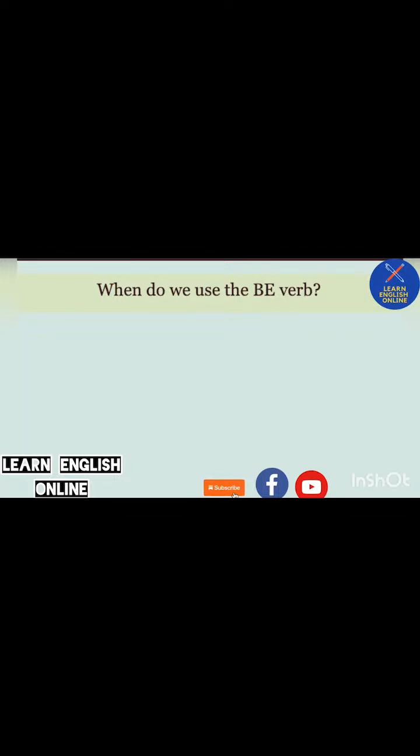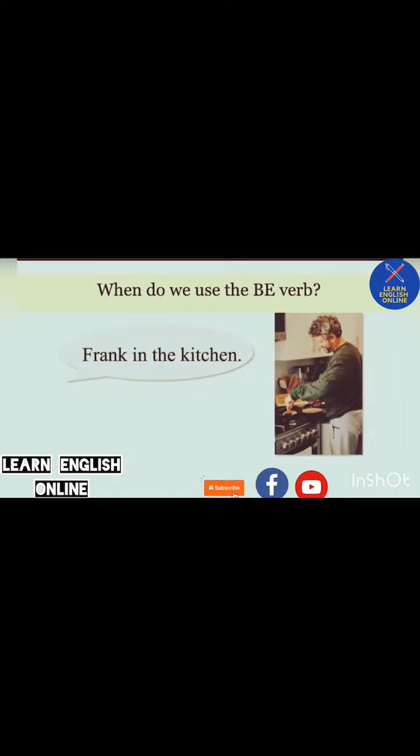In some languages, you can say, "Frank in the kitchen," and everybody understands. But in English, this doesn't work. We say, "Frank is in the kitchen," because we need that be verb.